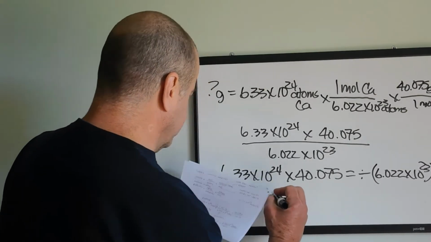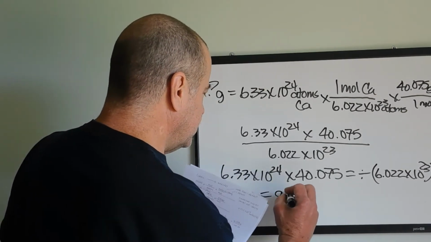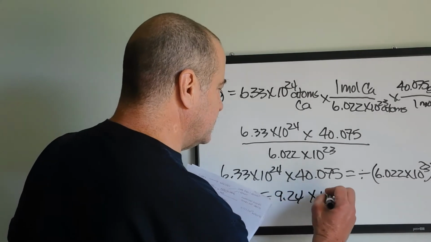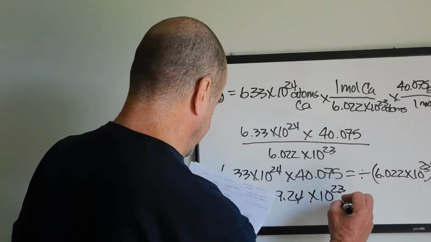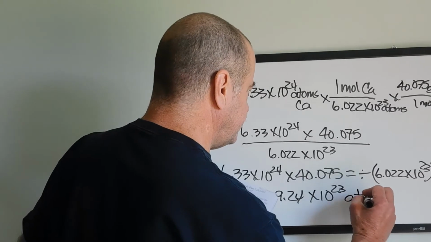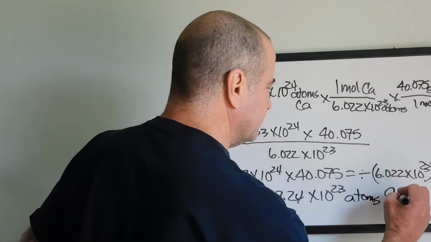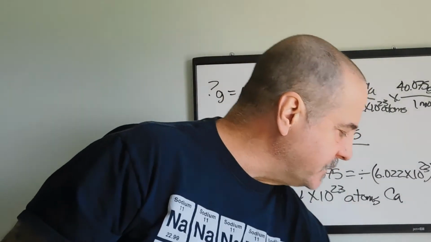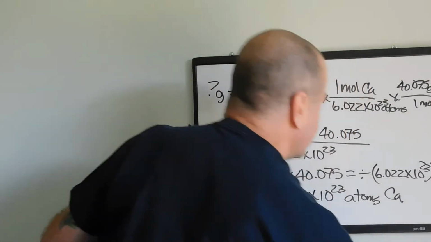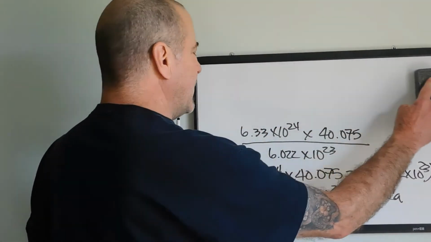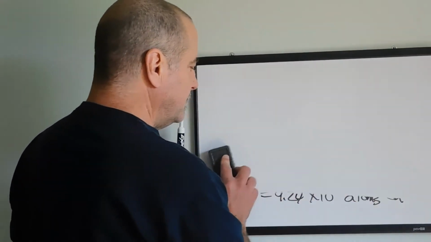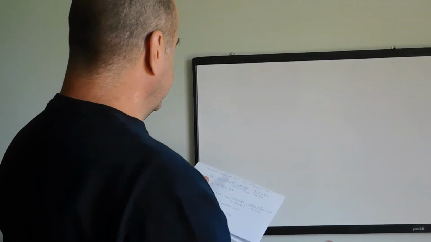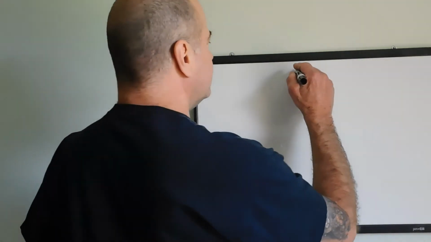And when you run the numbers on it, you get 9.24 times 10 to the 23rd atoms of calcium. Okay? Now, the only other difference is when you're running a question that instead of having atoms, you've got something like K3N.